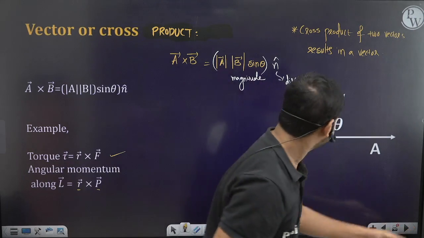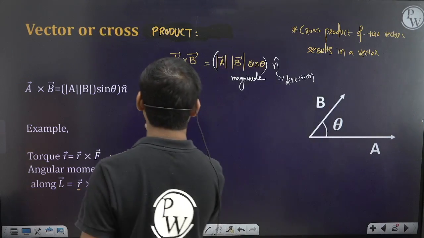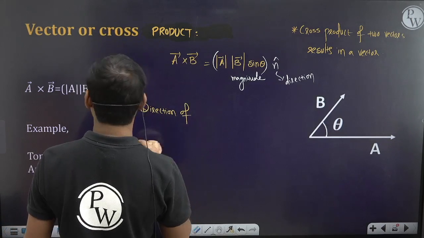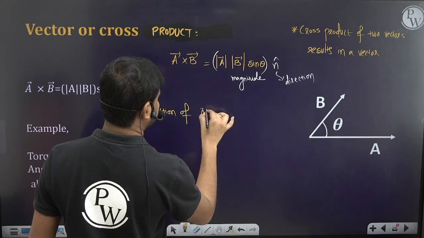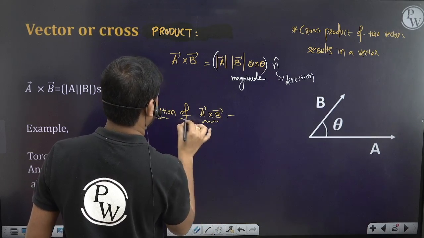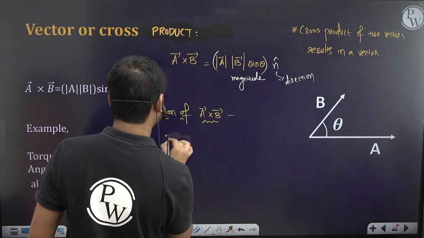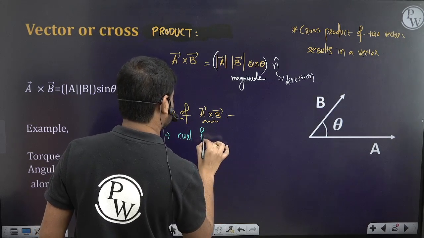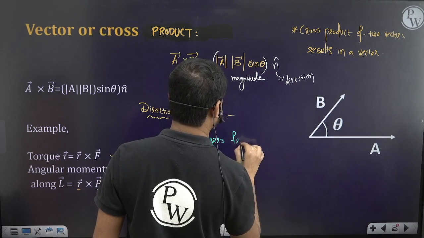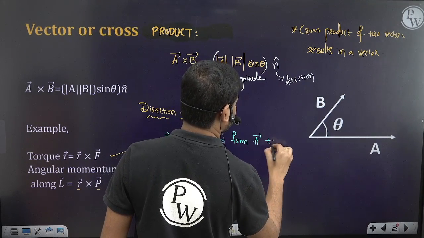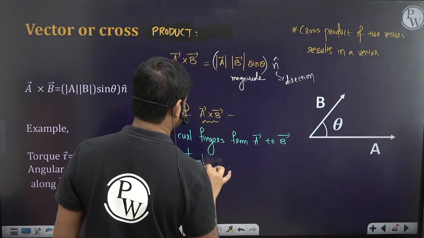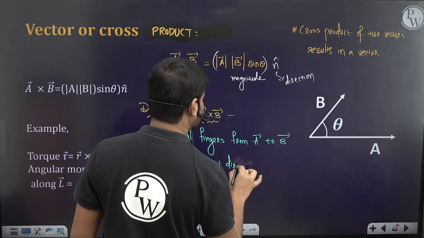Okay now. So the direction of the resultant, the direction of A cross B, will be given by this: curl your fingers from A to B, then the thumb gives the direction of A cross B.